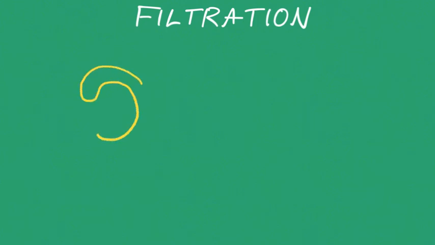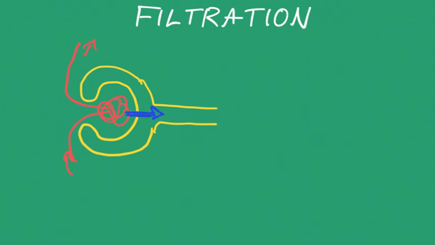Filtration is the first stage in urine formation. This takes place in the glomerulus. The glomerulus acts as a filter, and the glomerular capsule is what catches the filtrate. Here we see the PCT. The glomerulus gets its blood from the afferent arteriole, and the blood leaves the glomerulus via the efferent arteriole. Small substances can pass through the glomerulus and end up in the glomerular capsule and the PCT beyond.